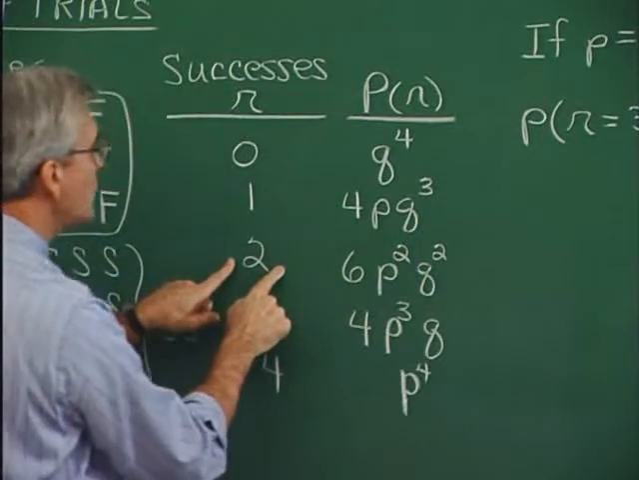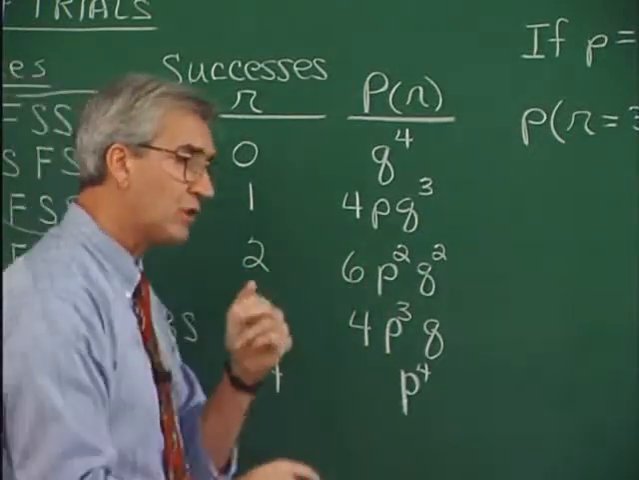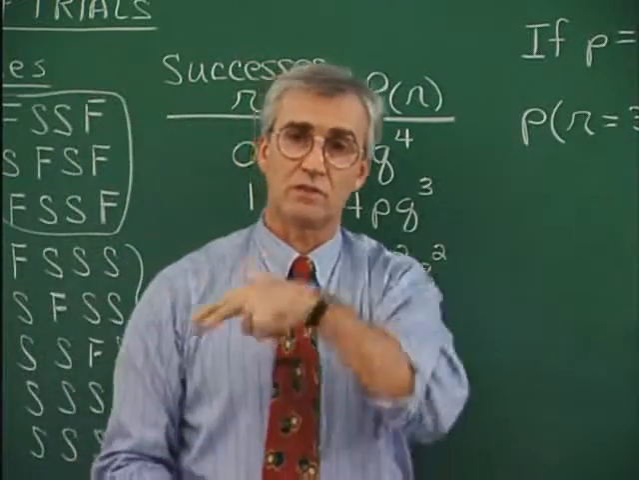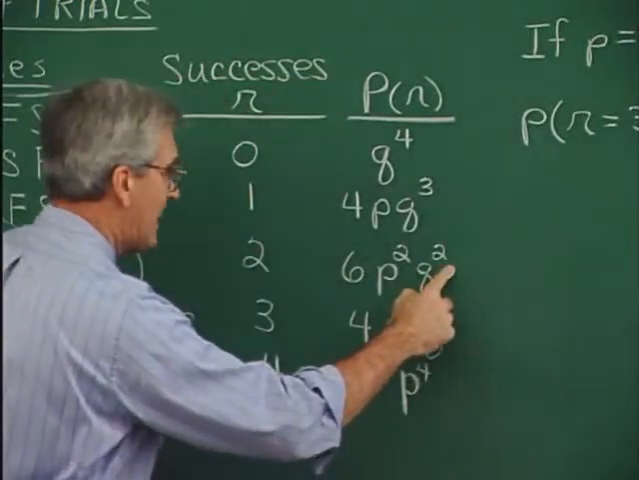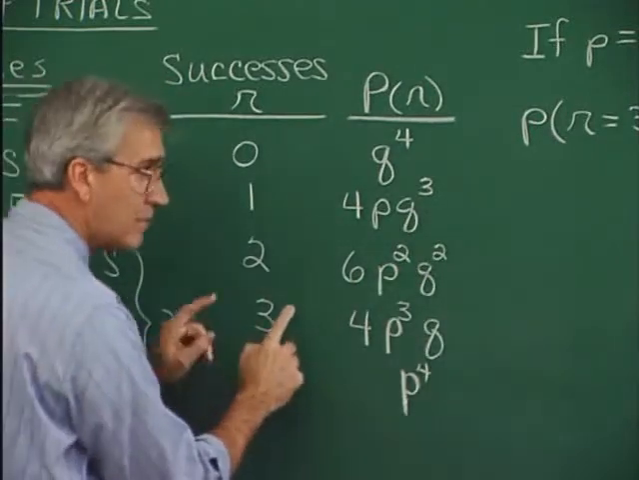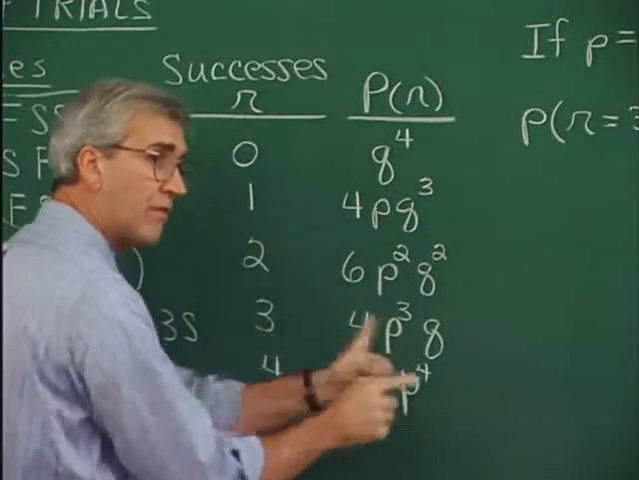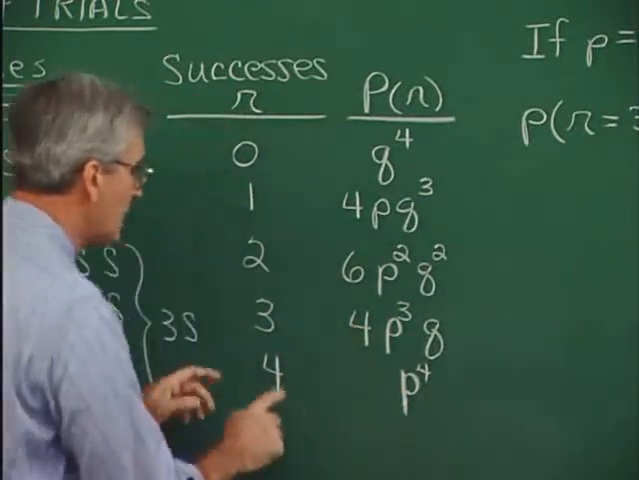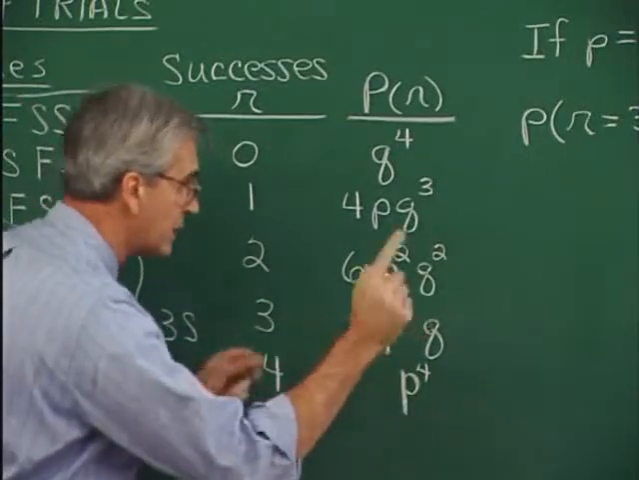And then for 2 successes, there were 6 of them over here. So it's 6 of them with 2 successes. If there are 2 successes, there are 2 failures. So we have P squared Q squared. And then for the 3 successes, that means 3 factors of P, 1 factor of Q. There were 4 of those items, so it's 4 times this. And then the 4 successes, there would be P times P times P times P.